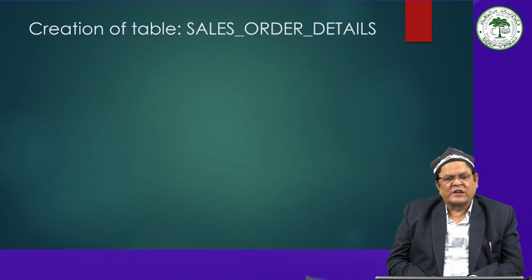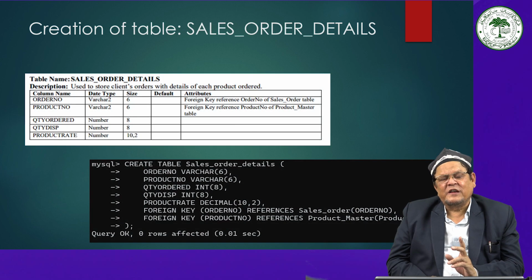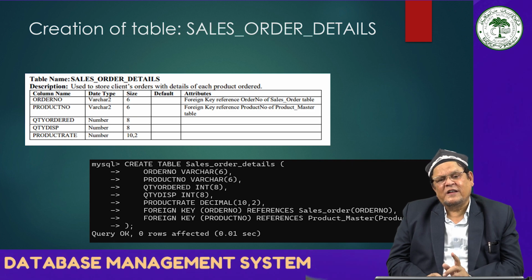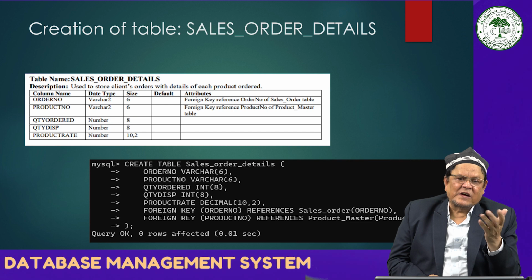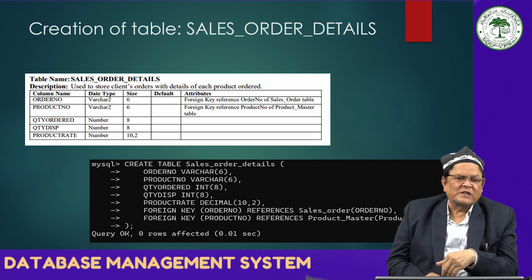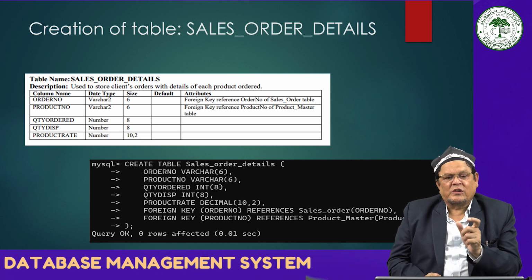Next is the creation of the table sales order details. This is the third table you have to create. Already we have created two tables, and this third table contains the information about the sales order details. The description is: used to store client's order with details of each product ordered.